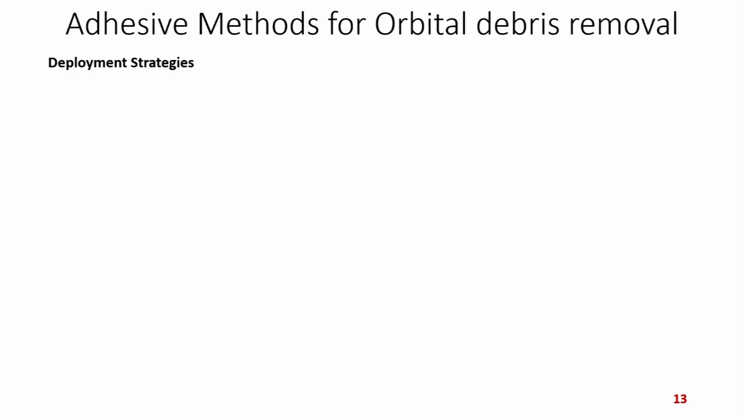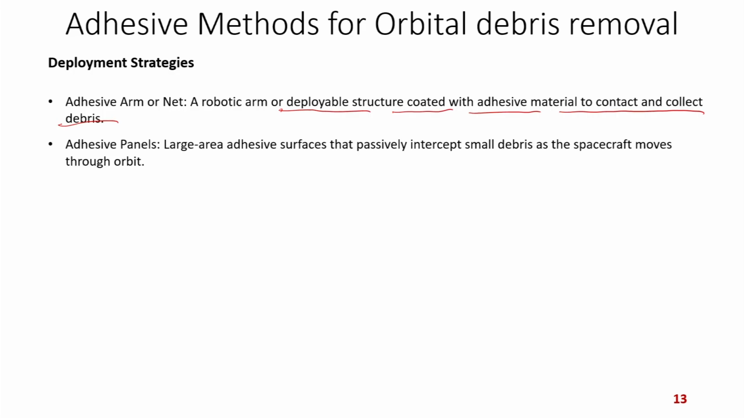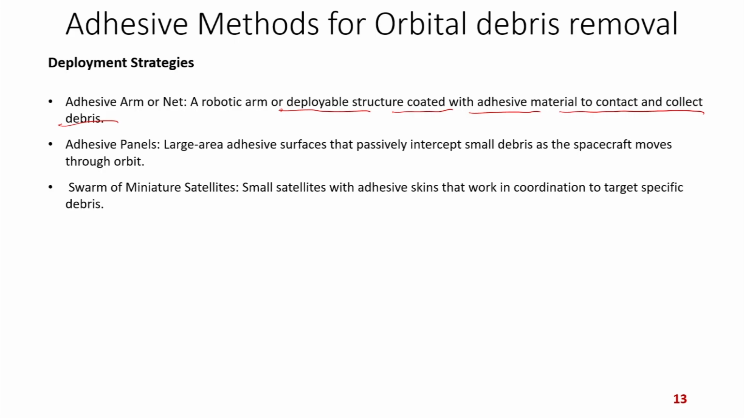So, what are the deployment strategies? First, an adhesive arm or net: a robotic arm or a deployable structure coated with adhesive materials to contact and collect the debris. And what are the panels used? These are large area adhesive surfaces that passively intercept small debris as the spacecraft moves through the orbit. Then a swarm of miniature satellites, small satellites with adhesive skins that work in coordination to target specific debris.